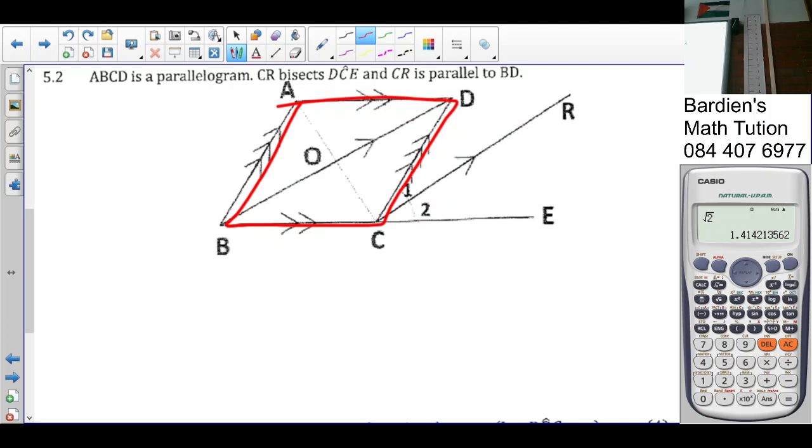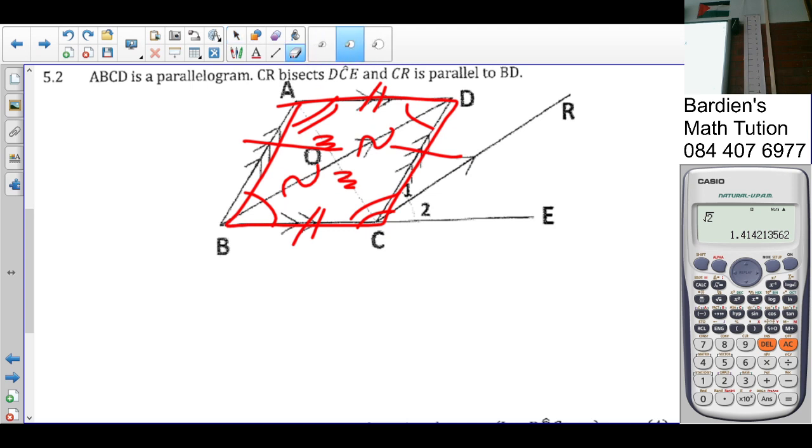So, 4 properties come to mind. Opposite sides are parallel, which we already can see. Opposite sides are equal. Opposite angles are equal. And the angles bisect each other. Just by saying that, all of that is a given at this point.